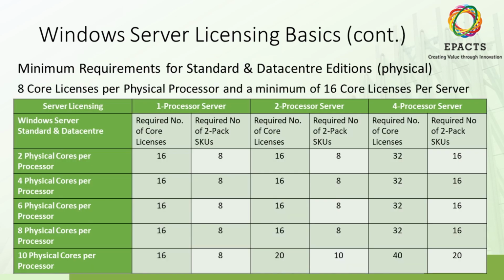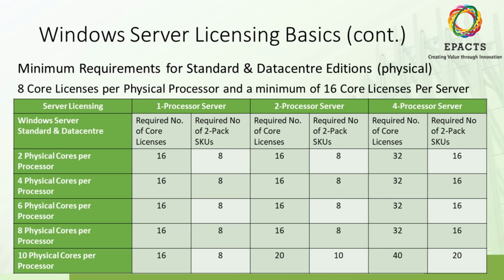Now, when we talk about core-based licensing under Windows Server, what that means is that all servers and hardware today come with processors which have multiple cores available on those processors. Servers come with a minimum of 4 to 8 cores worth of processors, whereas your laptops and desktops come with a minimum of 2 to 4 cores of processors.